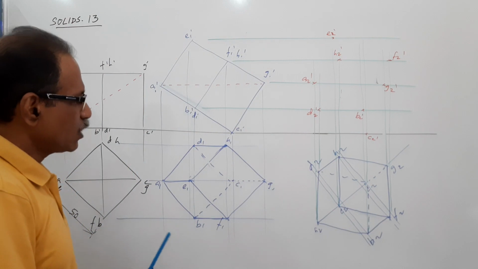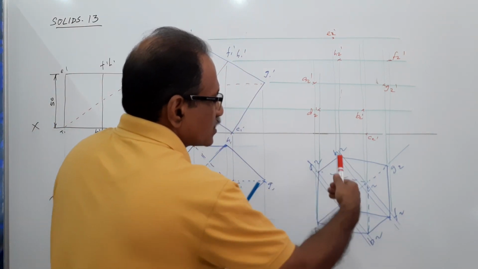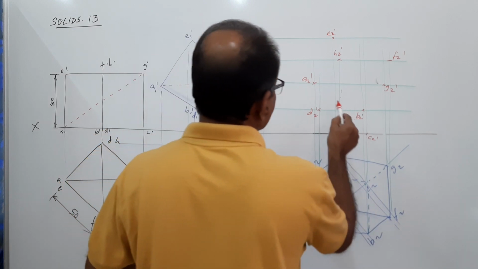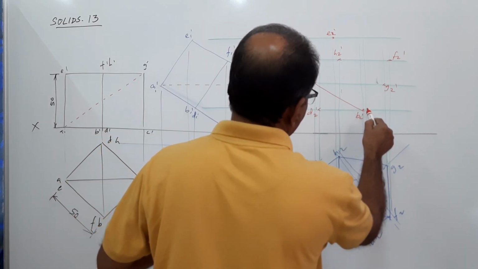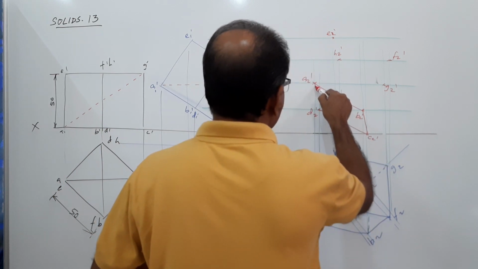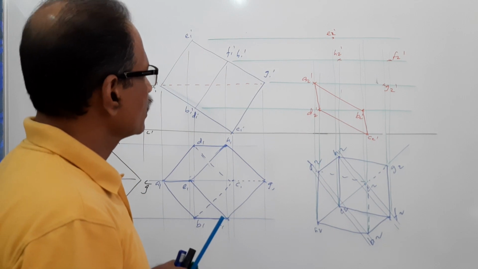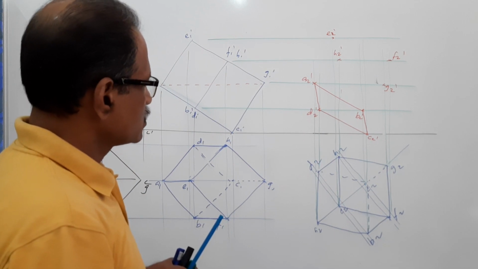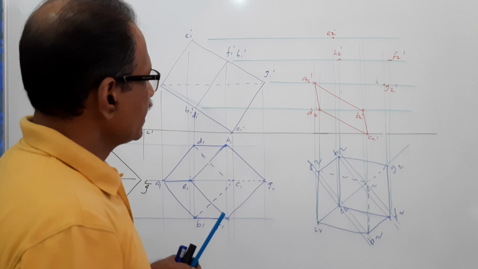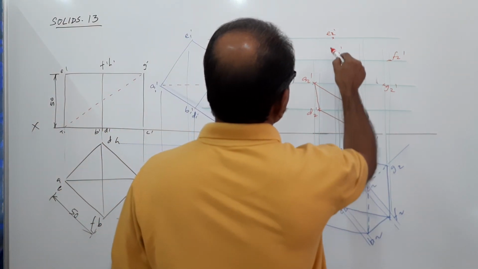Okay. Now, the base ABCD is nearer to us, visible to us. Firm line, ABCD firm line. AB, BC, CD, DA. AE firm.